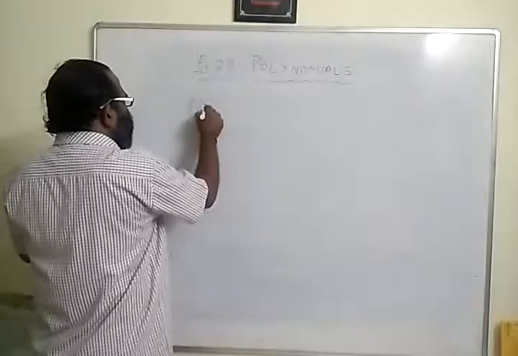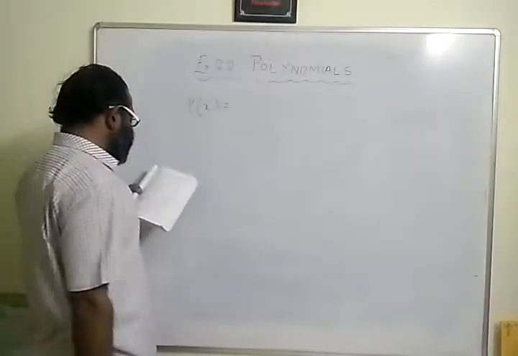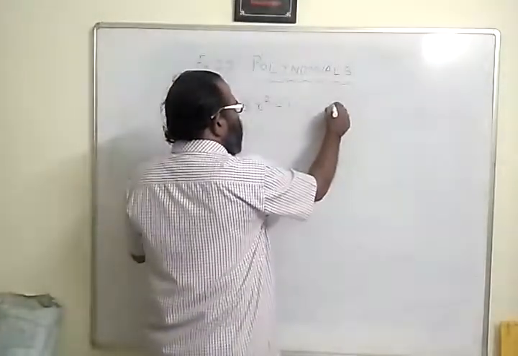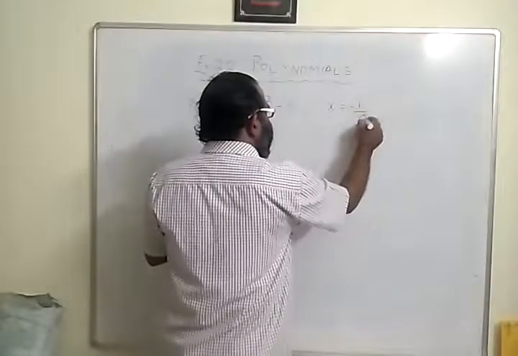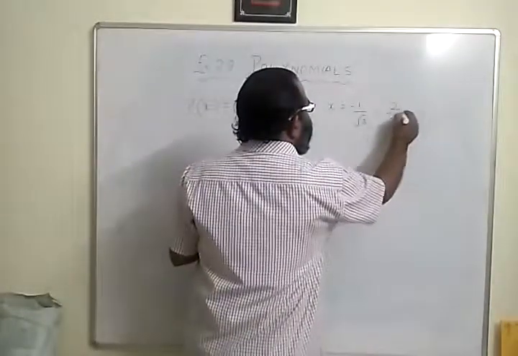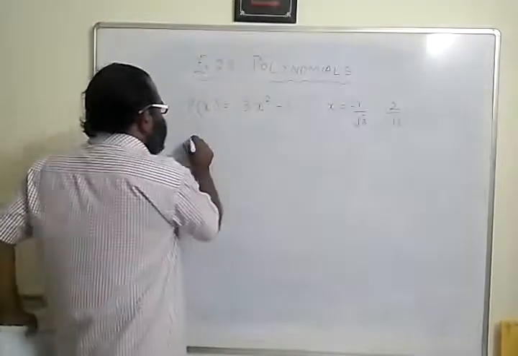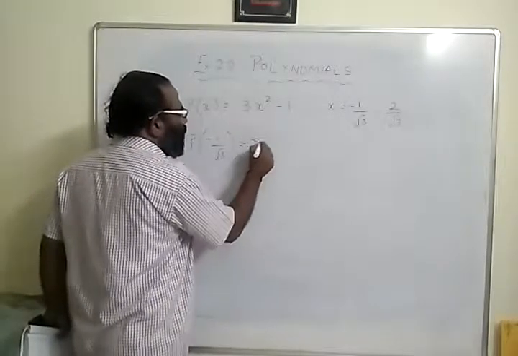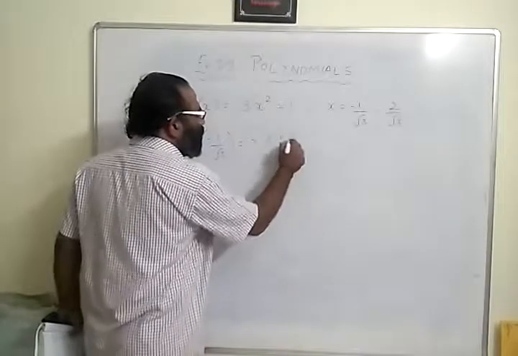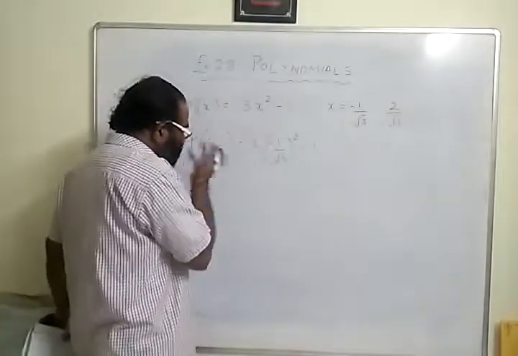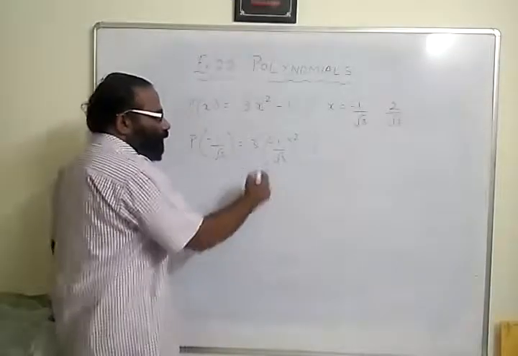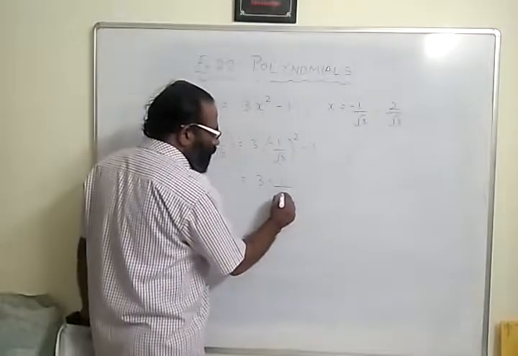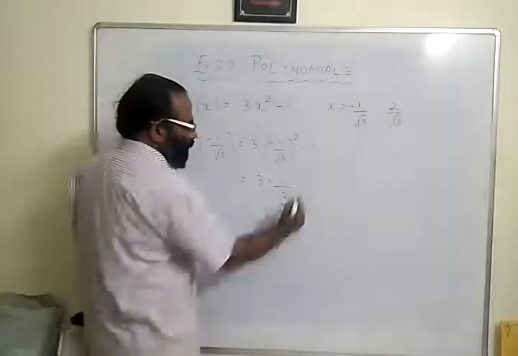P of x equals 3x squared minus 1. So the values of x given are minus 1 by root 3 and the second one is 2 by root 3. So P of, instead of x, minus 1 by root 3 is equal to 3 into minus 1 by root 3 whole squared minus 1. So this is 3 into, when you square this, the minus becomes plus and 1 by root 3 whole squared becomes 1 by 3, minus 1.